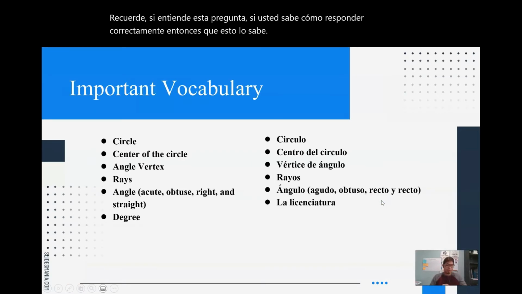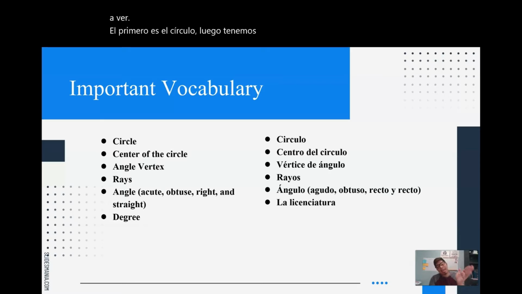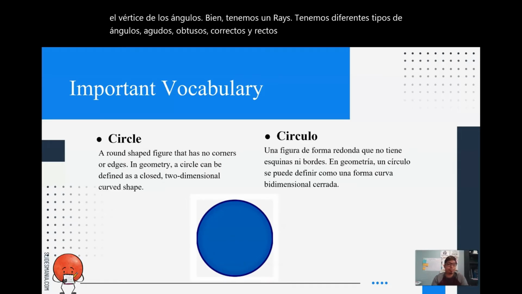Important vocabulary. These are some important vocabulary words that we're going to see. First one is circle. Then we have center of the circle. Then we have the angle's vertex. We have rays. We have different types of angles: acute, obtuse, right, and straight. And then we have the degree.